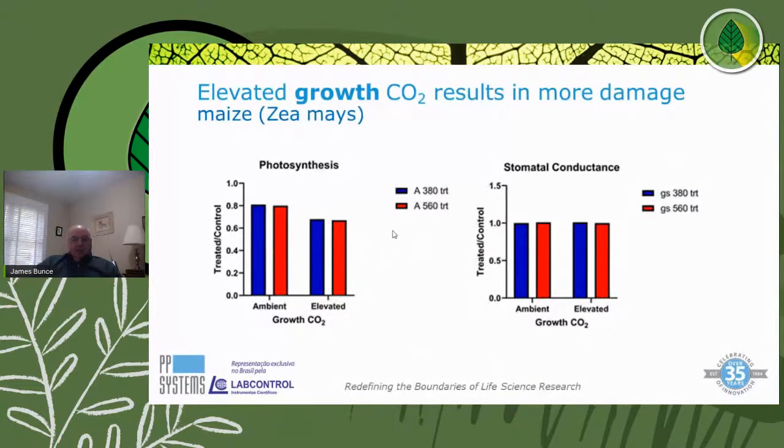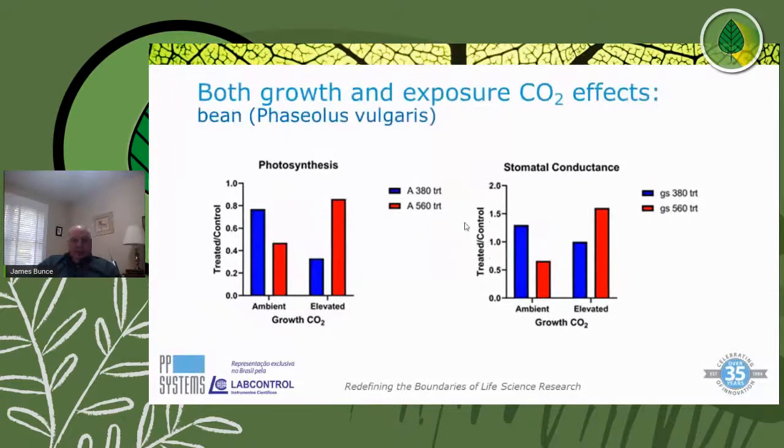So obviously it's a complicated response, and to make things even more complicated, we'll look at what happens in bean, Phaseolus vulgaris. Here we get effects both of growth CO2 and exposure CO2. Both of them have an impact. So if we're looking at photosynthesis, treated over control, for the ambient grown plants, then the high CO2 during the treatment causes more inhibition of photosynthesis. But if they're grown at elevated CO2, then the treatment at ambient CO2 causes more inhibition of photosynthesis. And the stomatal conductance responses are pretty much parallel to that. So four species, essentially four different kinds of responses.